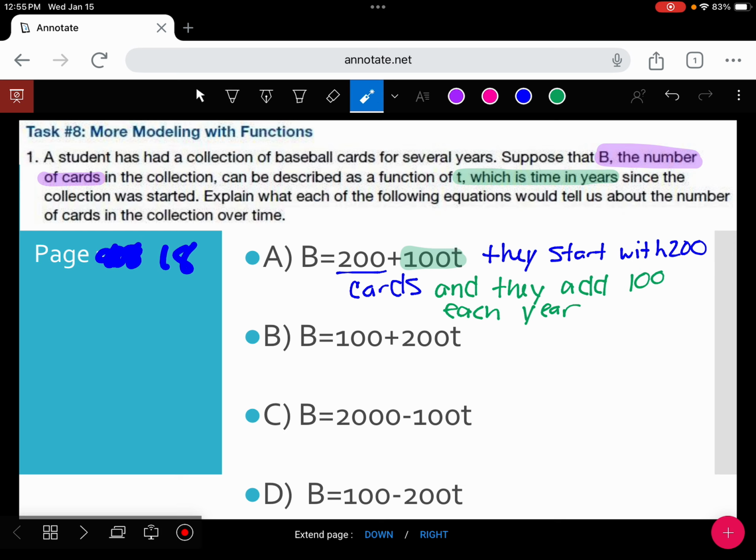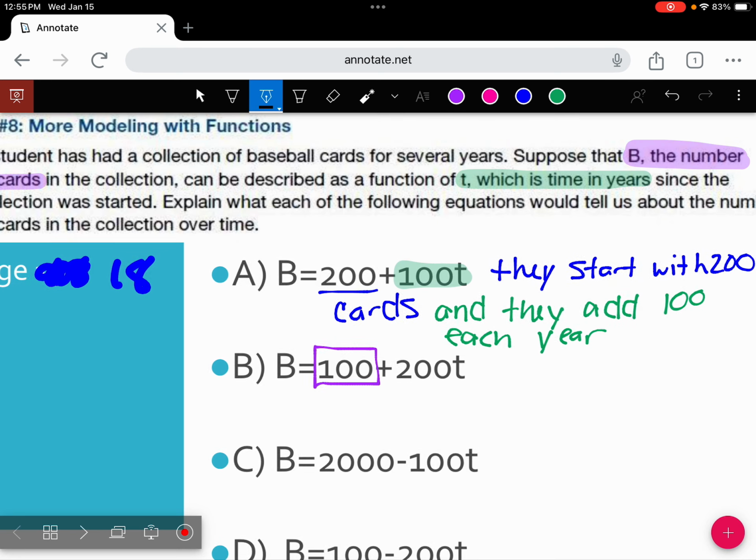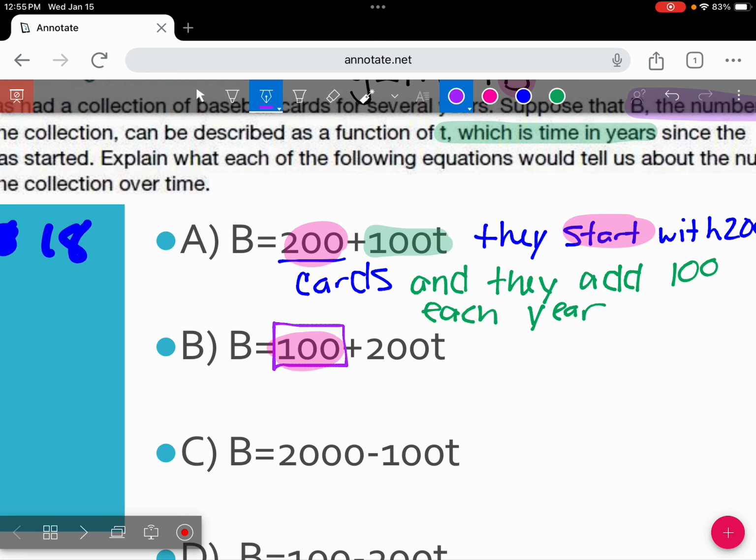What's different between A and B? How does the situation change for equation B? This time they're only starting with 100 cards. So the number that doesn't have our variable is how much they're starting with. If we think about y equals mx plus b, the number that doesn't have a variable, that's our y-intercept. It's our starting amount. So the b is what we start with. That was this 200. So they're starting with 100 in this case.